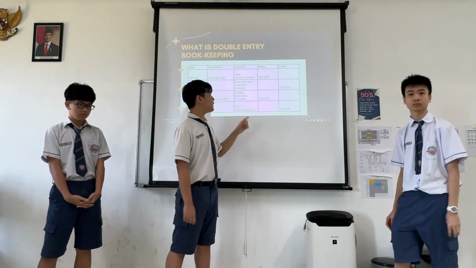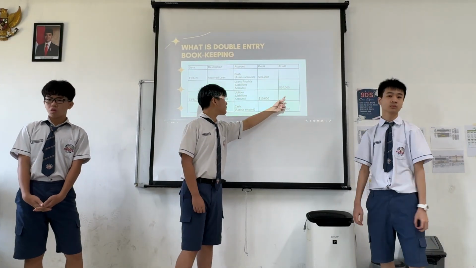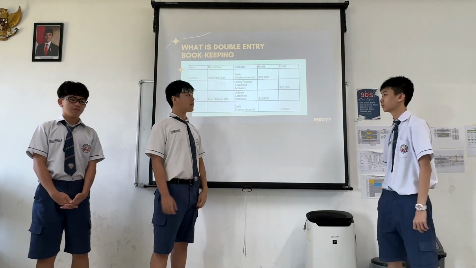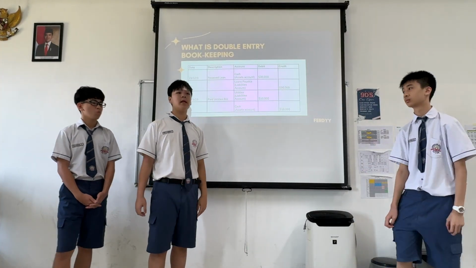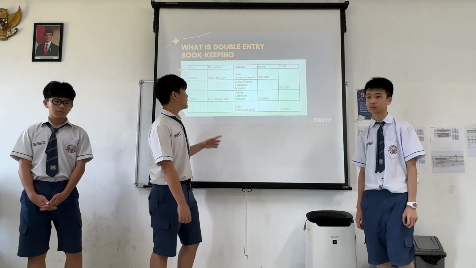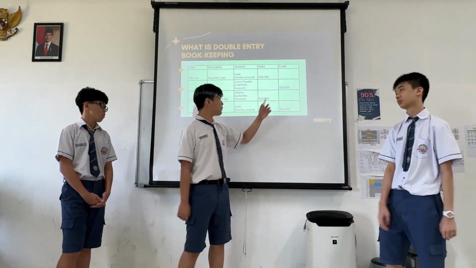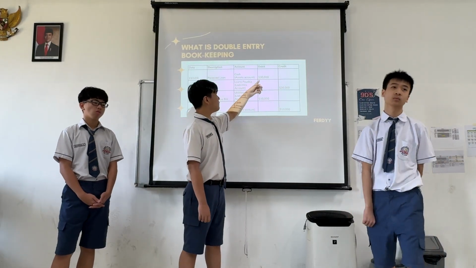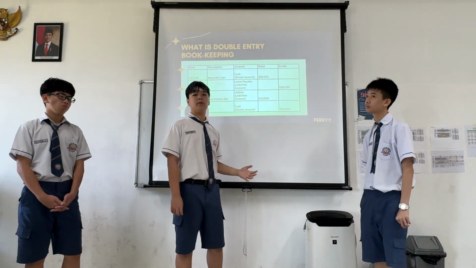Because it's a debit, the debit will be above the credit. And now we have loans payable. It's a liability because you owe something to someone. Liability is something you owe. So because it's a liability, it's going to be placed in credit, which is below debit. And as you can see, debit and credit have the same value.